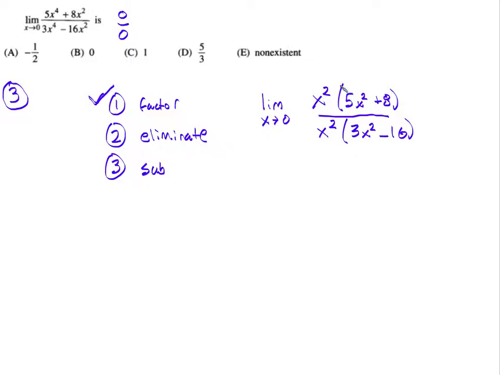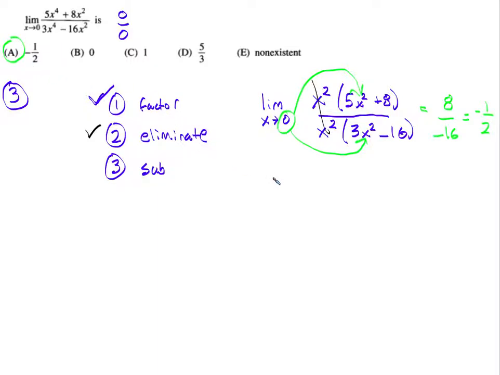Step 2, eliminate. So here we go. All right, those are eliminated. Check. And finally, sub it back in. So when I sub it back in, I'm subbing 0 back in. 0 goes into x, 0 goes into x, and I'm left with 8 over negative 16, which simplifies to negative 1/2. So the correct answer here is A.